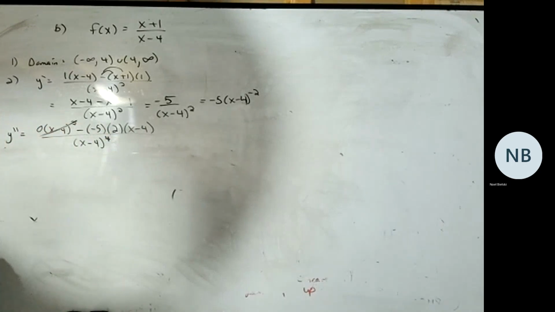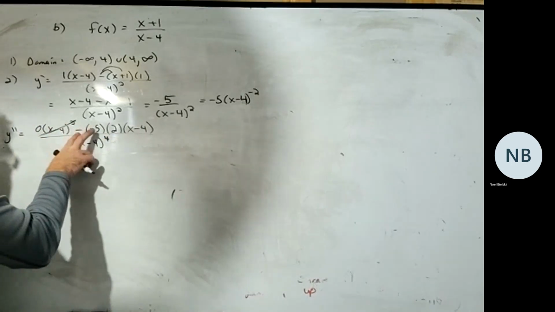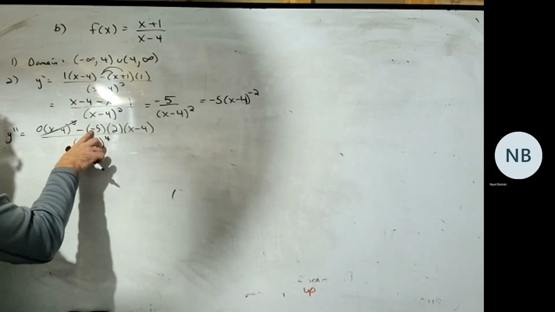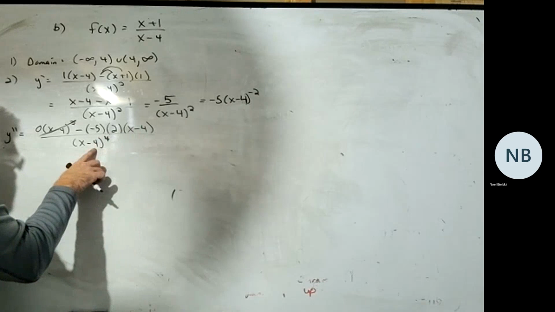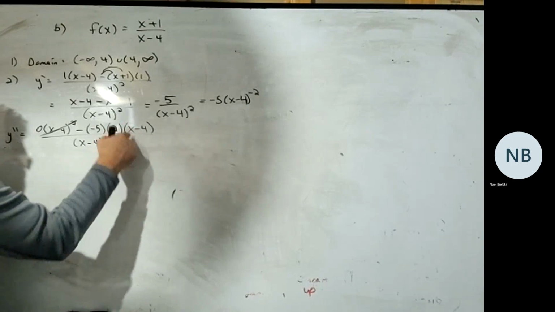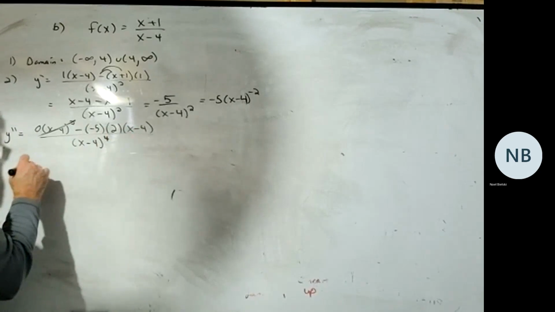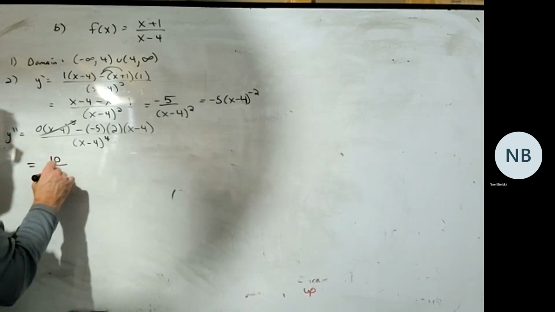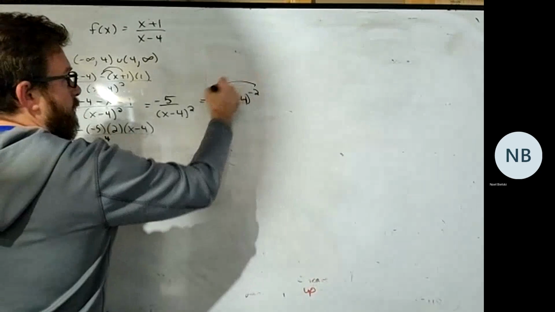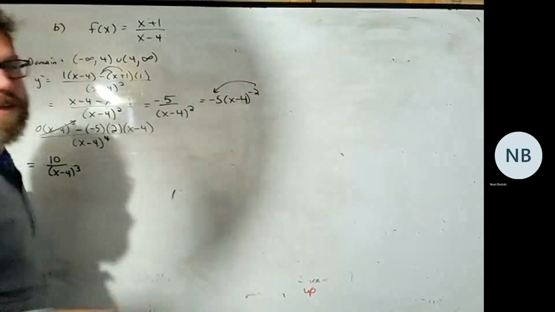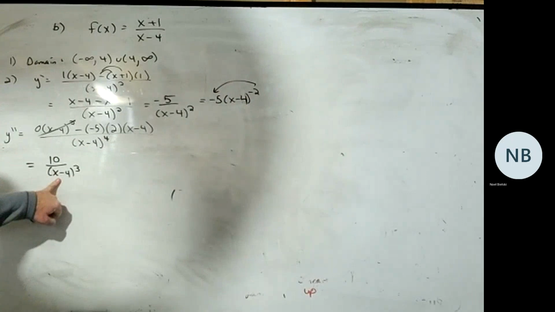You can see that this goes away. So what I'm going to get here is a negative, which is a positive. So this is going to be 10 times x minus 4 all over x minus 4 to the fourth. So one of those x minus 4s will cancel. So this will be 10 all over x minus 4 cubed. And you can see if I did the derivative here, this times this is 10, x minus 4 to the negative 3, which is what you do right there.